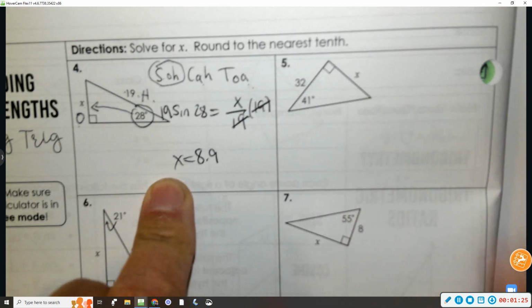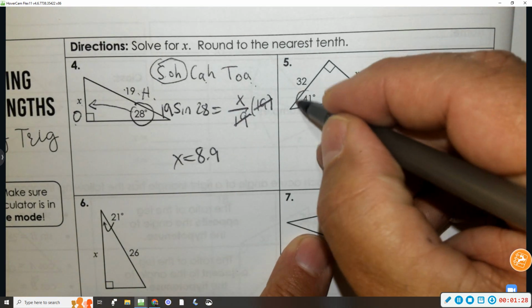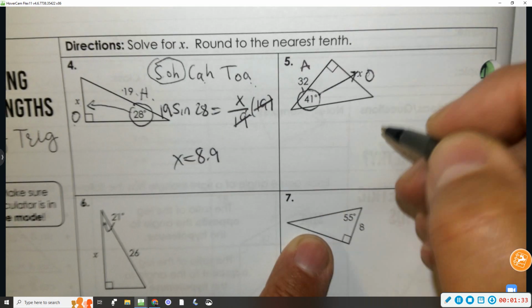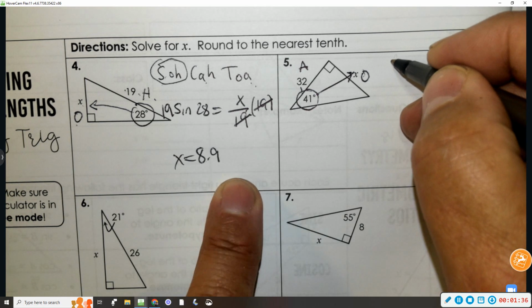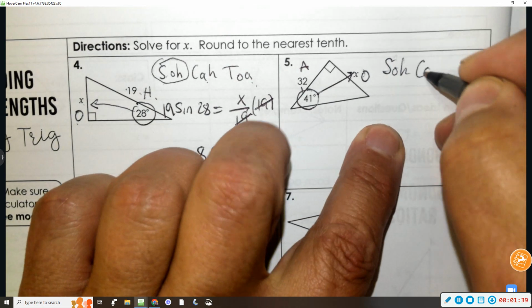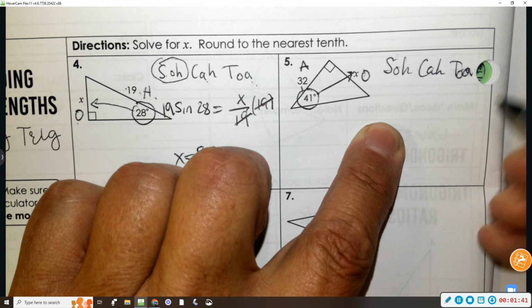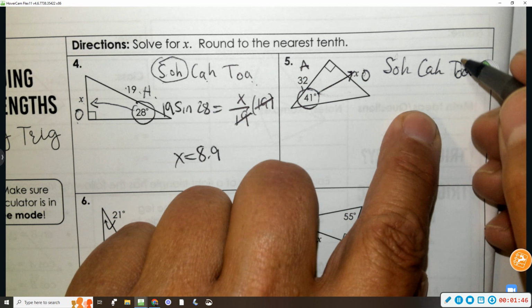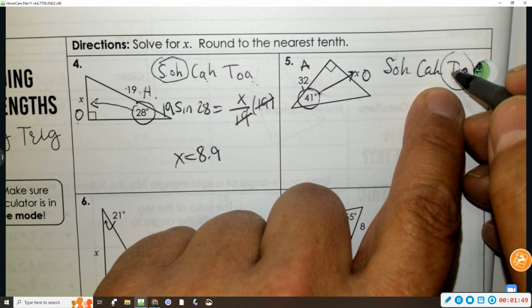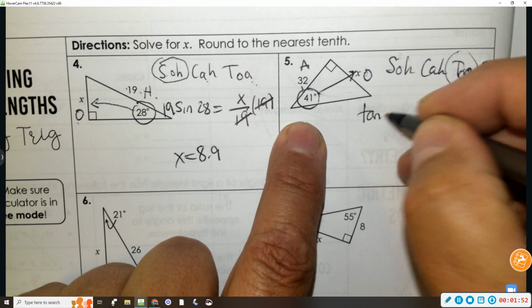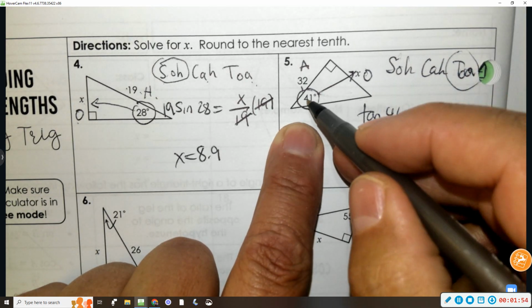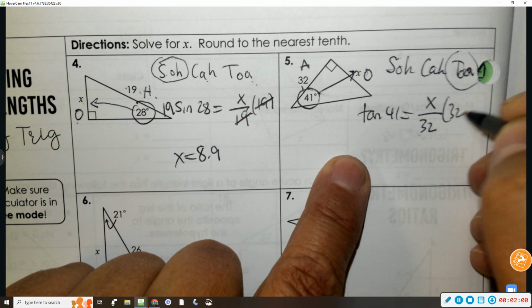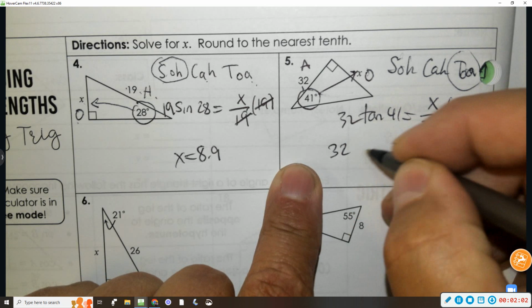All right, let's try the next one. We'll go through the steps again. So we're going to circle the angle. X is the opposite, and 32 is the adjacent of that angle. And we write down SOH CAH TOA. Okay, which one uses opposite and adjacent? O and A. So that's the last one. So we're going to write down tangent of that angle is equal to opposite, which is x, over adjacent, which is 32. Then we're going to multiply by 32 and then use our calculator.